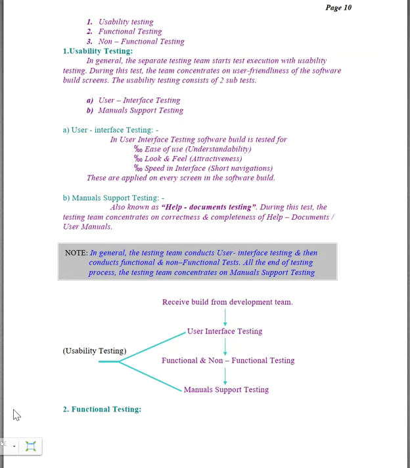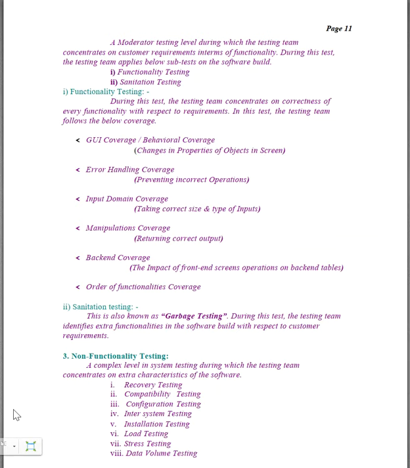There's a picture representation: the build is received from the development team. Then, when it comes to usability testing, there will be user interface testing and manual support testing. Between the user interface and manual support testing, we will have the functional and non-functional testing. Then we will be moving to the functional testing.